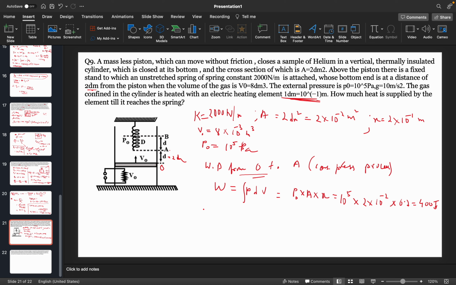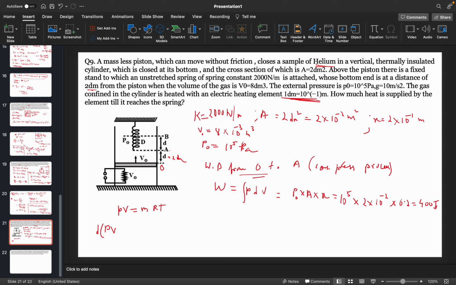Okay, now let us come to the ideal gas equation, because here helium is a gas. It is not saying that it is not an ideal gas, it is a real gas, so we'll always take this one as an ideal gas. So we know that PV is equal to mRT.